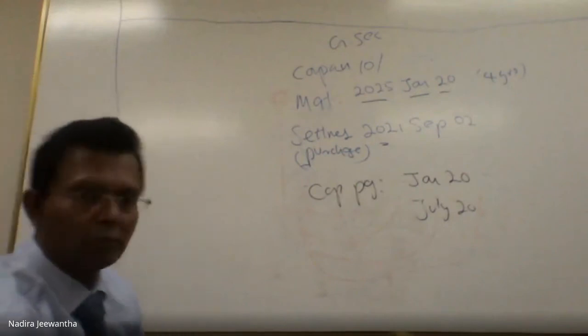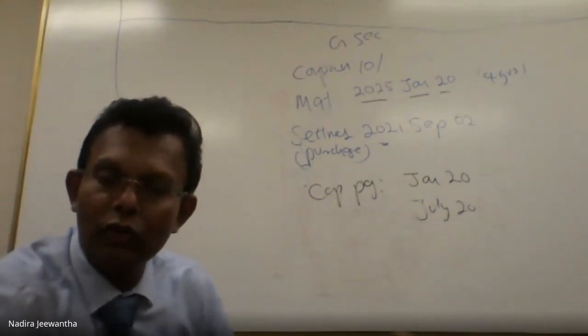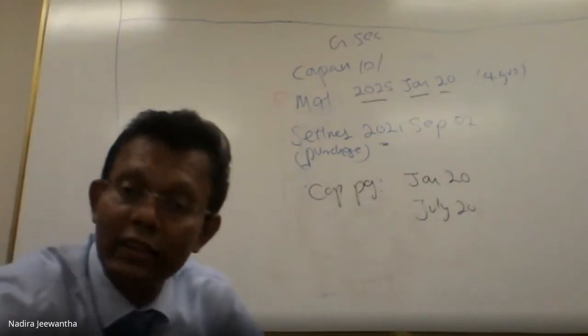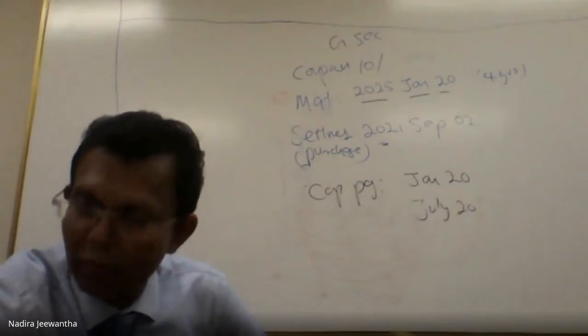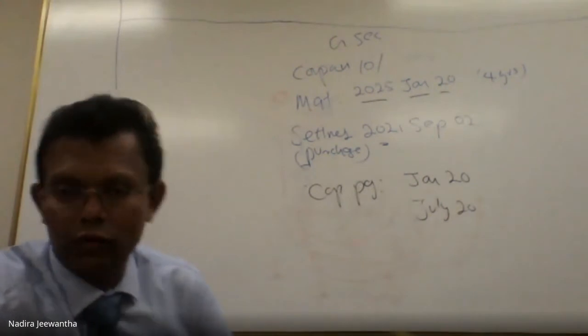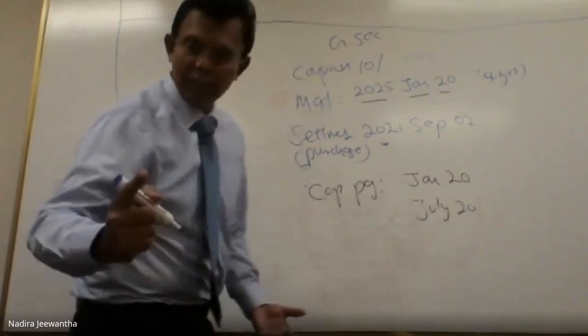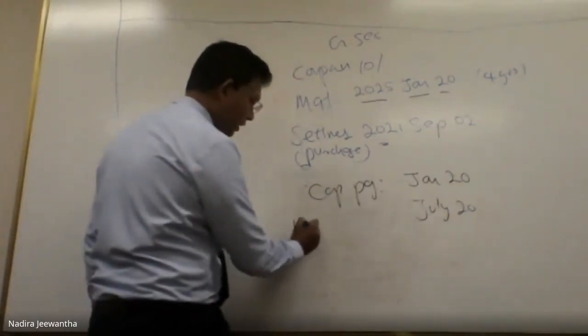Now today, hypothetically say 2022 January 20th, I should receive a coupon. The coupon amount should be credited to my account. How much coupon should I receive? We take one particular unit. The particular unit is 100.